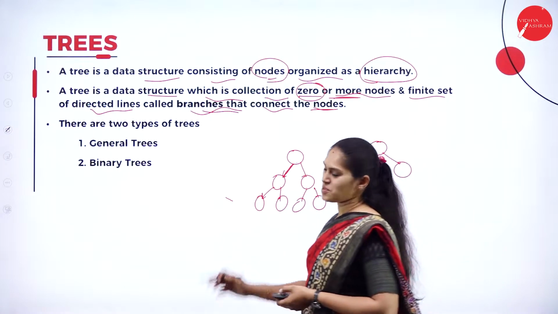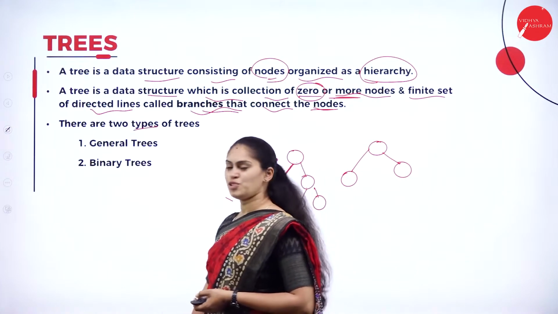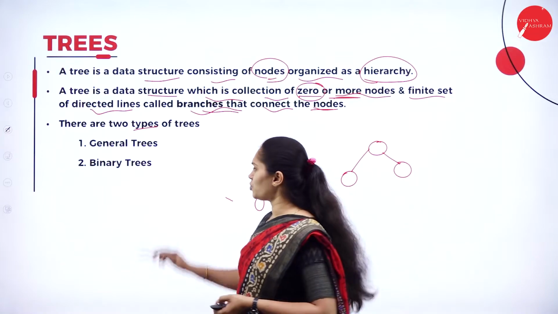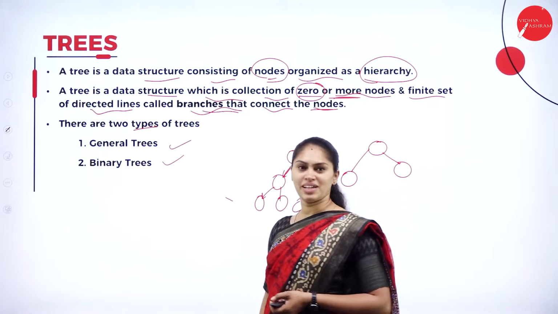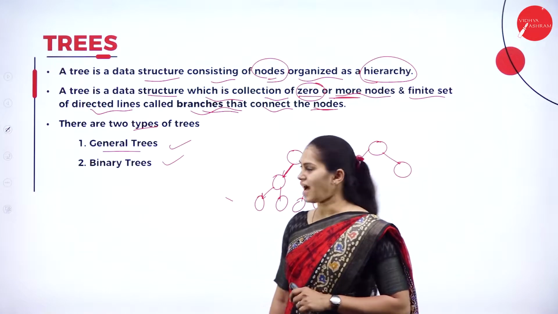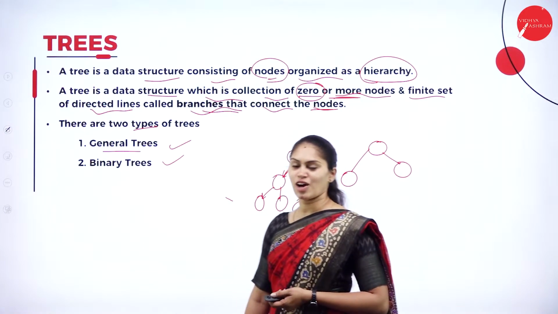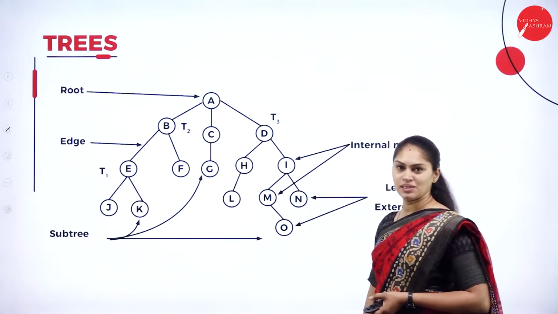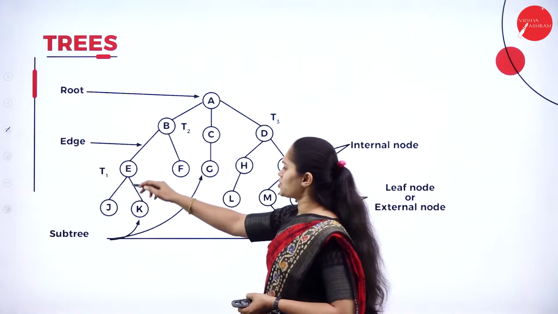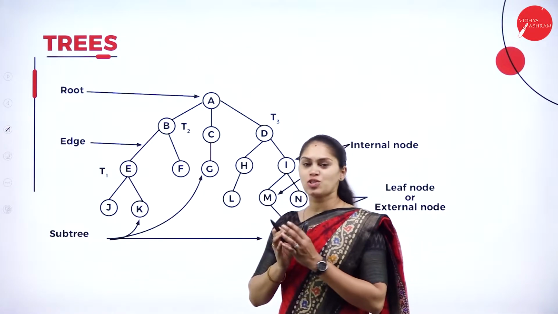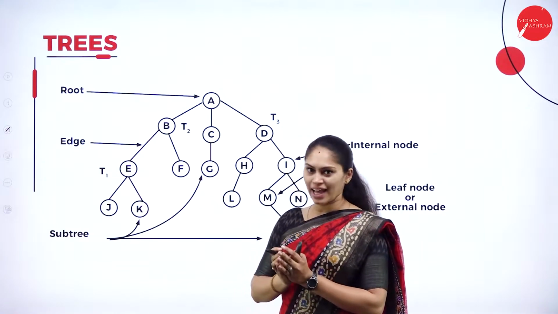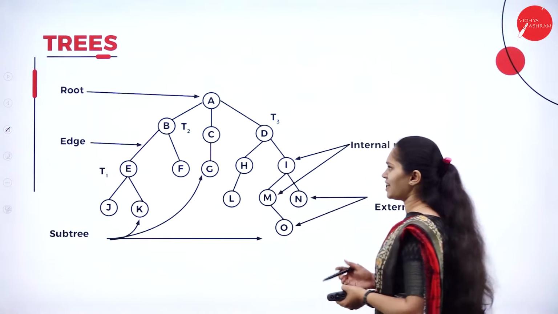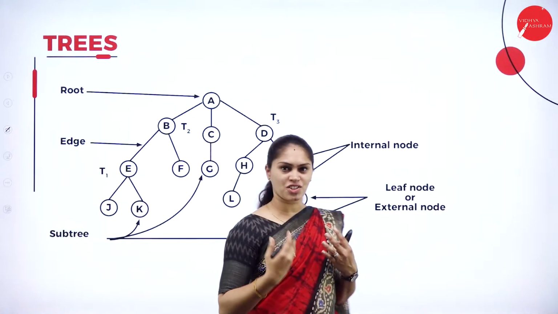Then what are the types of trees we have? We have two different types of trees. One is general trees and another one is binary trees. So now we'll have a look at general trees. Here you can just see the example. All these are what? Nodes. We have different nodes and each node is having certain items or elements. For example, if I consider this in the linear data structure, how will it be?